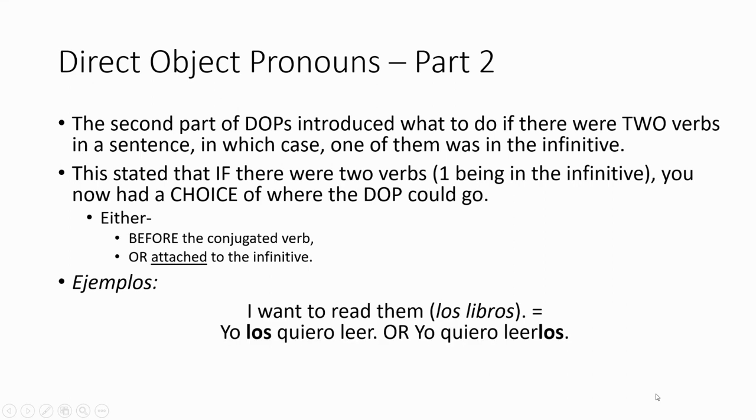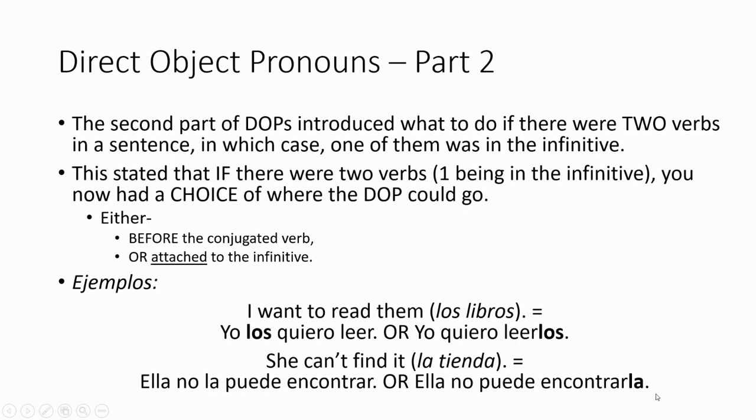For example, I want to read them. Now you have two verbs, want and to read. So that rule states your first verb, want, is conjugated, so you can see it as quiero, and the second verb is in the infinitive, to read, leer. So that direct object pronoun them, referring to los libros, could go in one of two places, before the conjugated verb, yo los quiero leer, or attached to the infinitive, yo quiero leerlos.